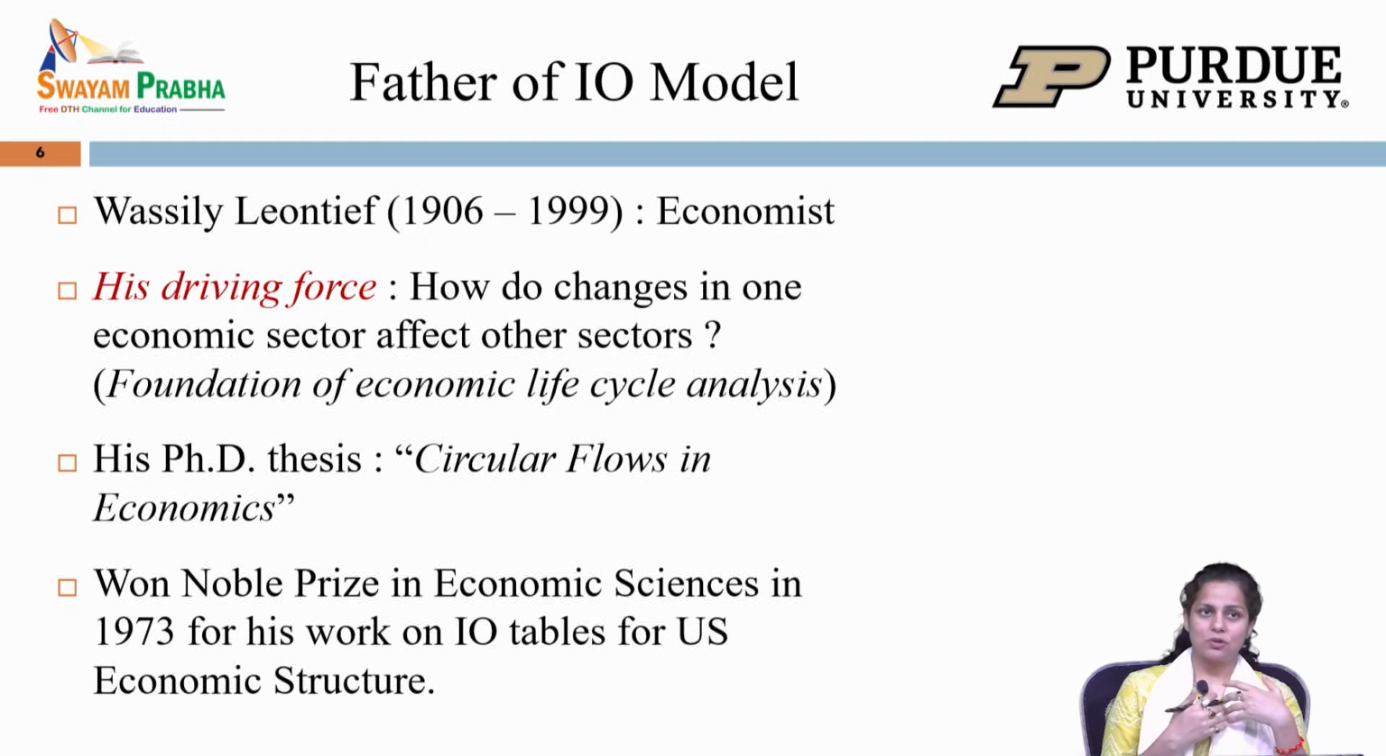His PhD thesis was named Circular Flows in Economics, and that's what led to the input-output model, and he won the Nobel Prize in Economic Sciences in 1973 for his work on IO tables for the US economic structure.